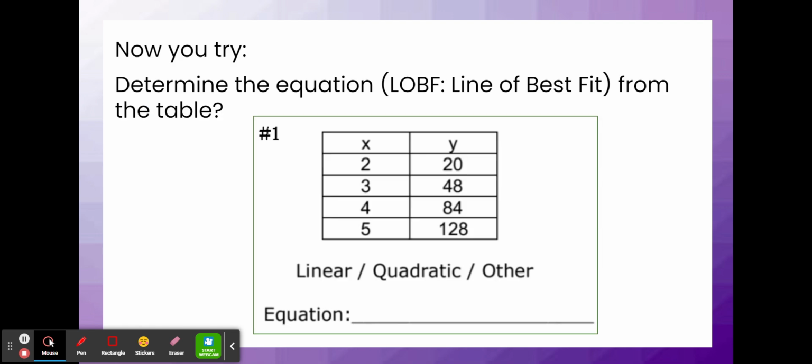Okay, next one, determine the equation or line of best fit from the table. So we're going to put the table into Desmos, and then we're going to make sure it's quadratic, so it needs to be a parabola, and then we're going to write our equation. Again, you have to put in the table, run the regression, y1 tilde ax1 squared plus bx1 plus c.